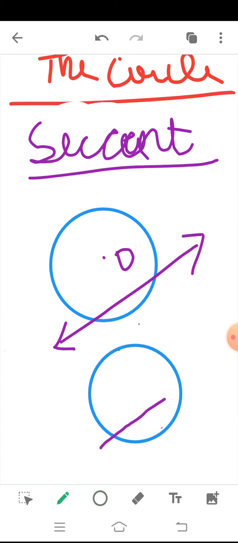So now let's move on to the next topic, which is tangent.